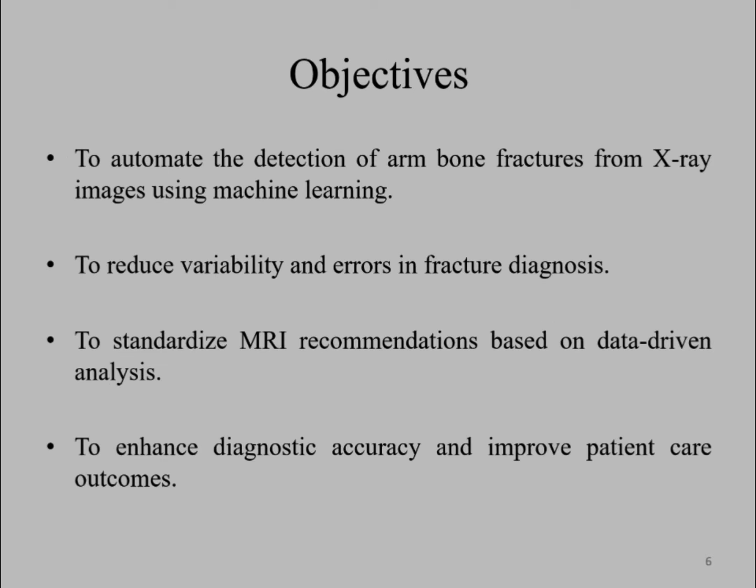The primary objectives of our project are, first, to automate the detection of arm bone fracture from X-ray images using machine learning. In this, we use an algorithm to analyze medical images and identify possible fractures without manual intervention. Second, we aim to reduce variability and human errors in fracture diagnosis, since doctors may interpret X-rays differently based on experience. So our system provides a standardized analysis, improving overall diagnostic consistency and accuracy.